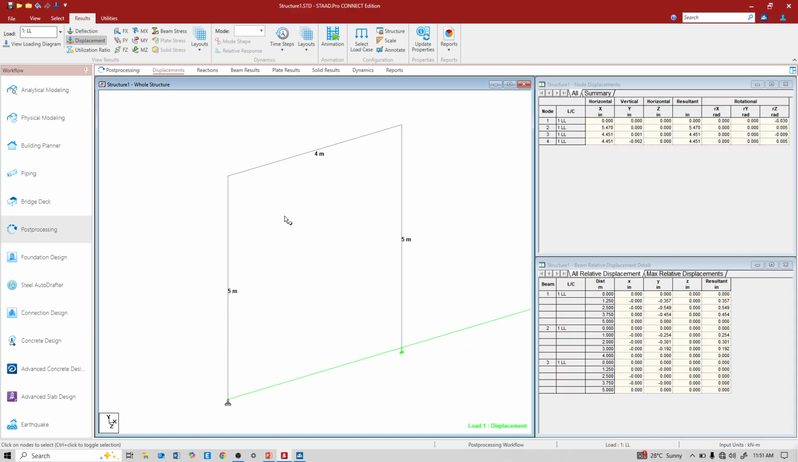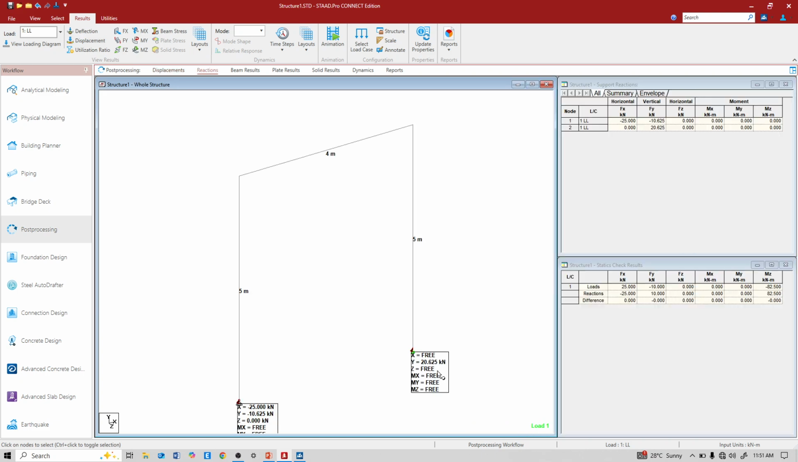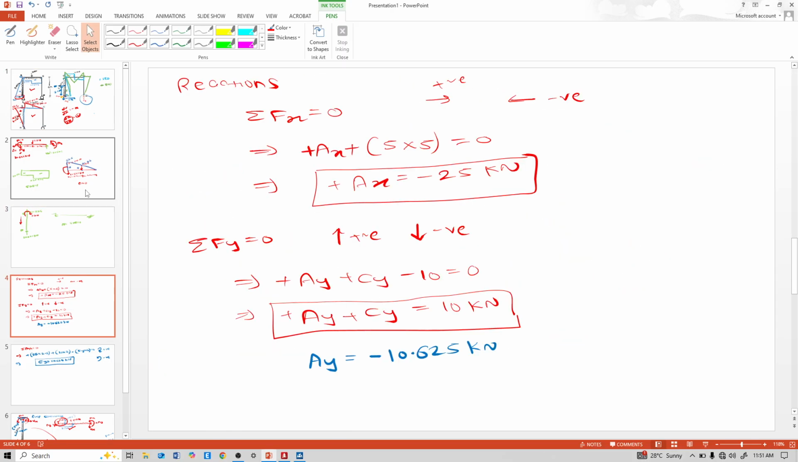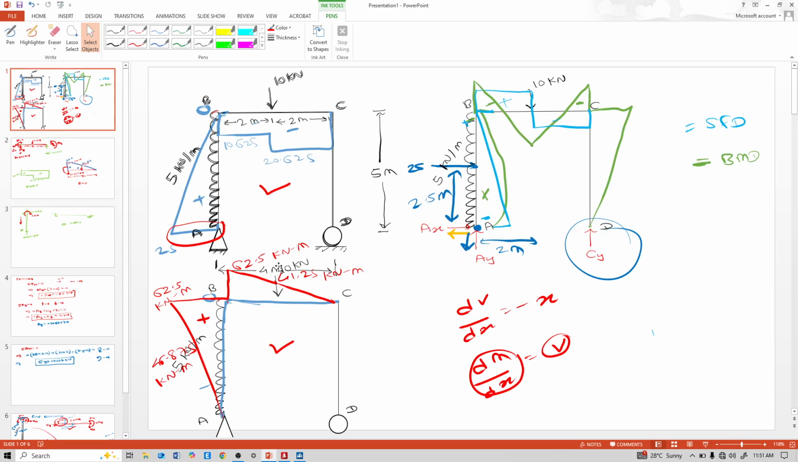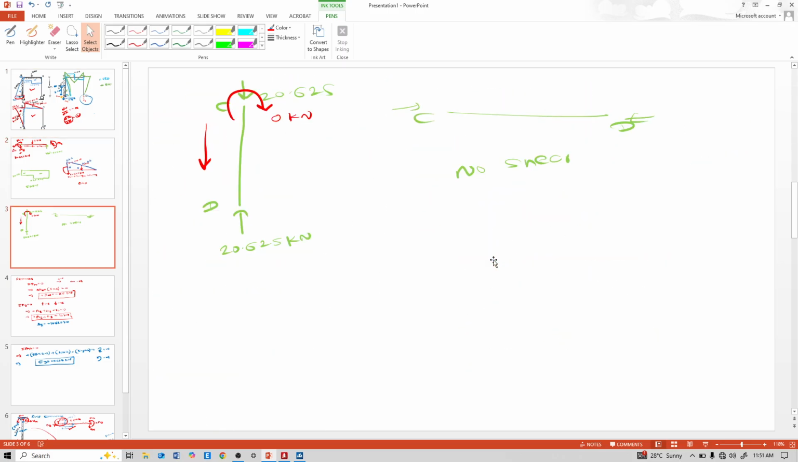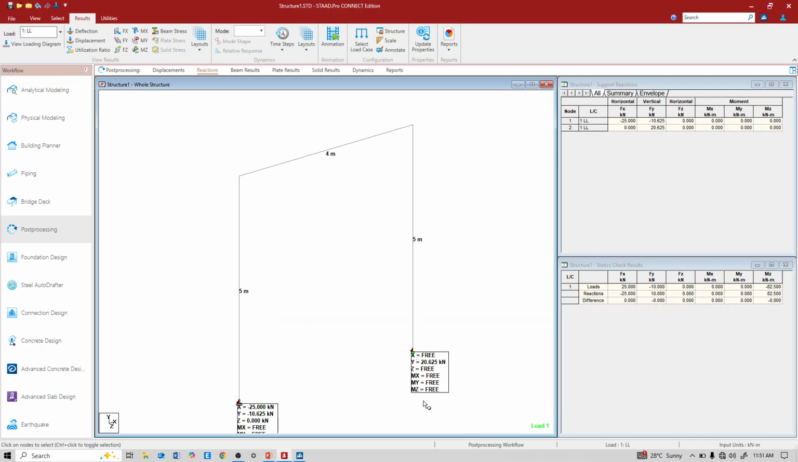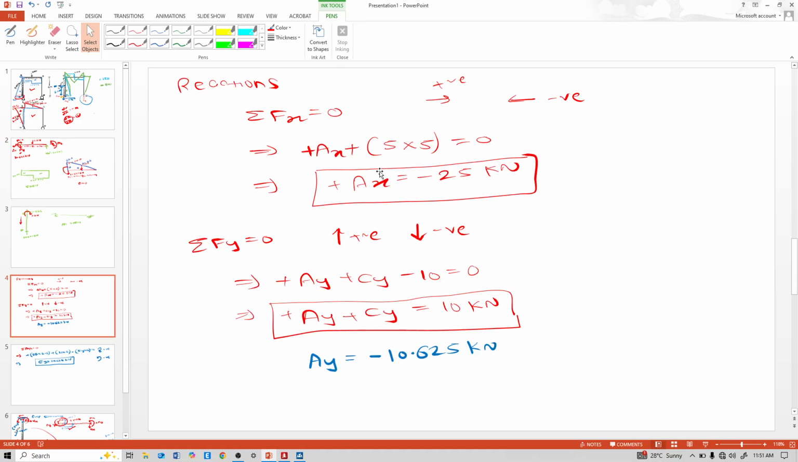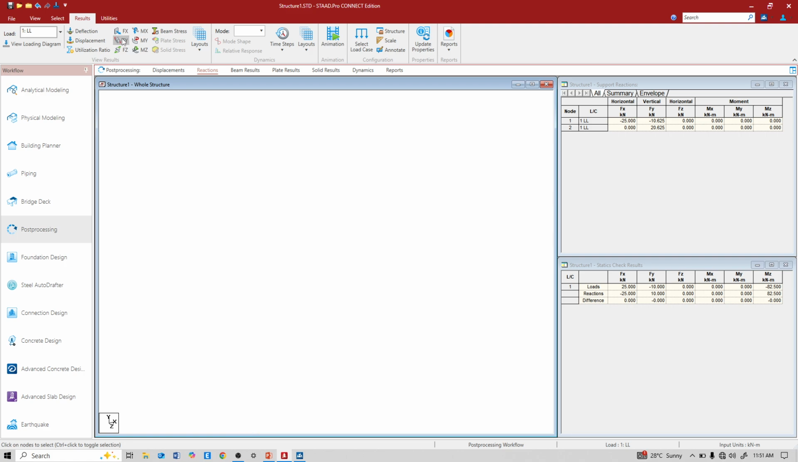First, see deflection. See here, due to this UDL, this deflects like this. Here pin and here roller, so it deflects like this. Now see reaction. See 20.625. Ours is also, see here, FY is our 20.625 and FX is 25 and FY is 10.625. See here 10.625 and here it is 25. So reactions are right. Now see BMD.